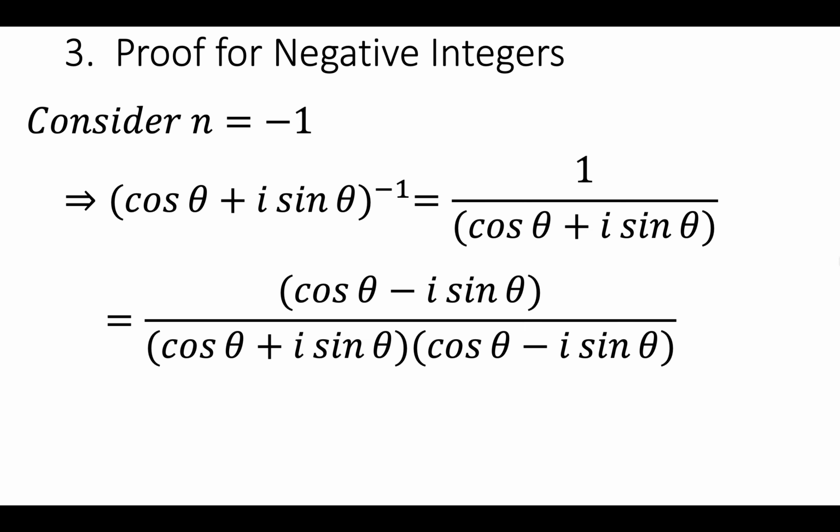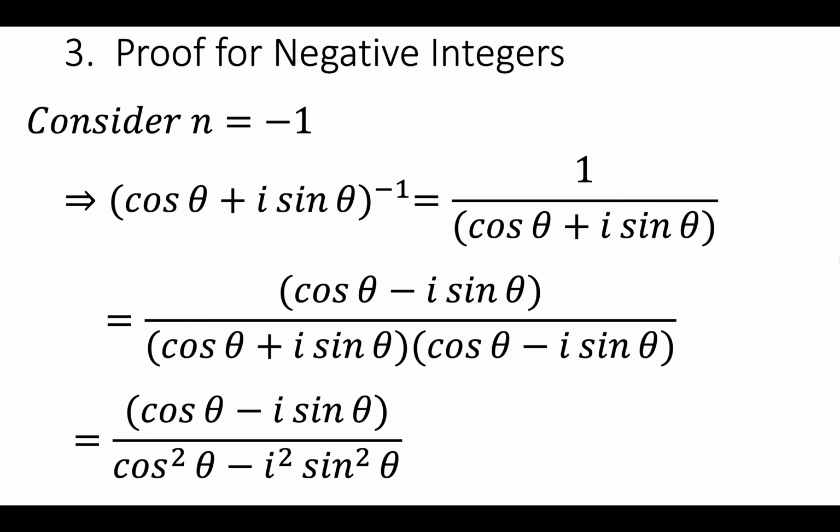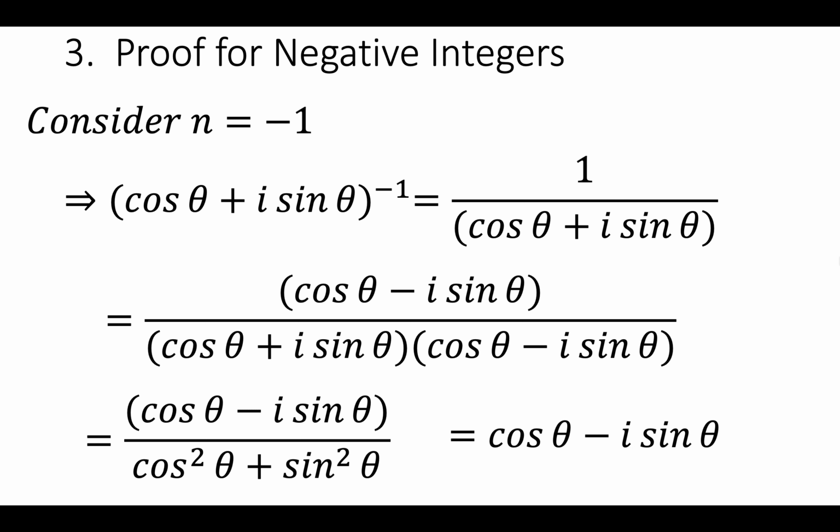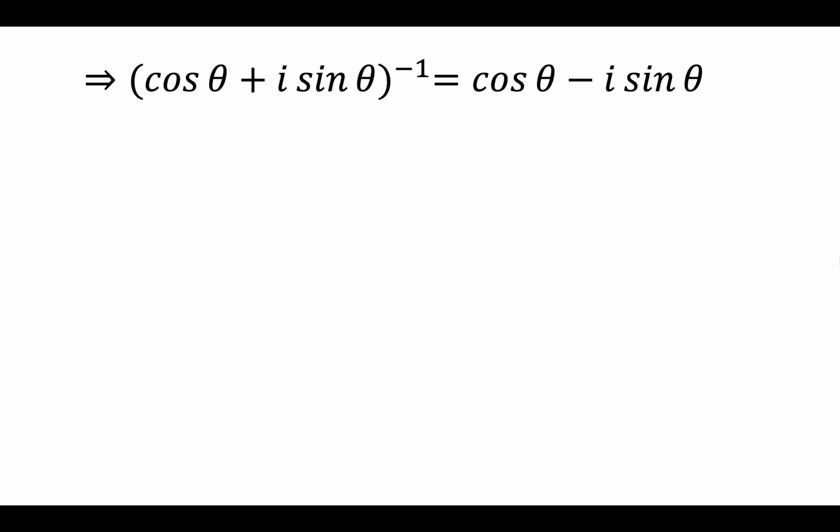So this is what we get, and if we expand out the denominator, we get cos theta minus i sine theta divided by cos squared of theta minus i squared sine squared of theta. And because i squared is equal to minus 1, these minuses will cancel out, which will just give us cos squared of theta plus sine squared of theta on the denominator. And from our trig identities, we know that this is equal to 1, and therefore this just becomes cos theta minus i sine theta.